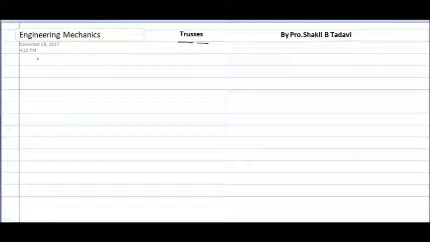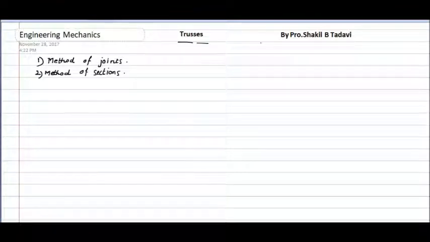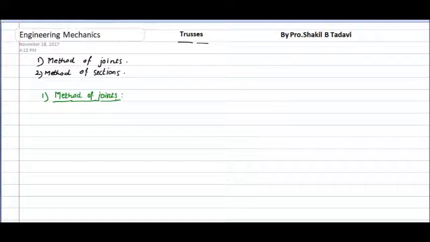So basically there are two methods available to solve problems for trusses: the first is the method of joints and the second method is the method of sections. Now we'll see some of the steps for the method of joints. I will explain the complete procedure, and side by side we will take one example to make that clear in more depth.